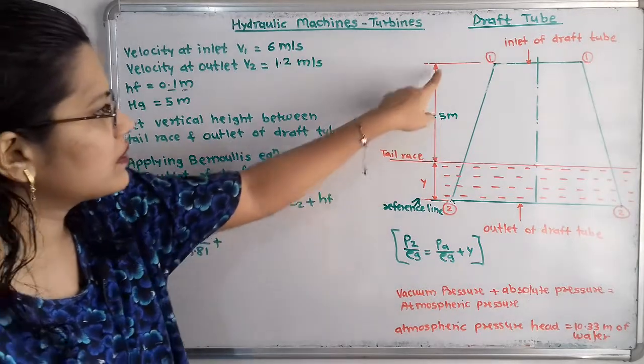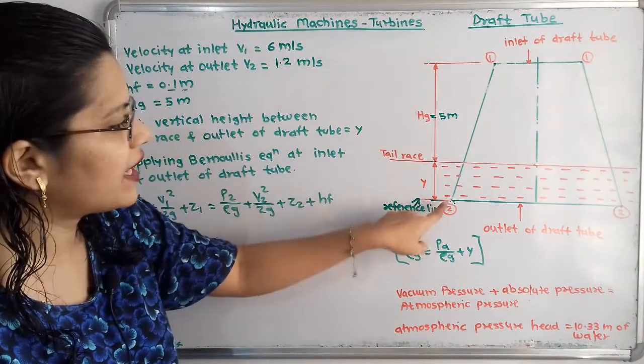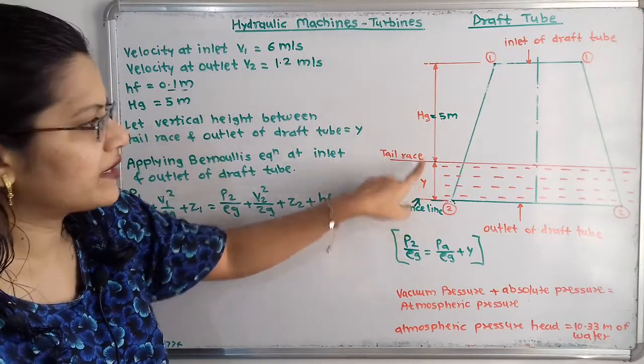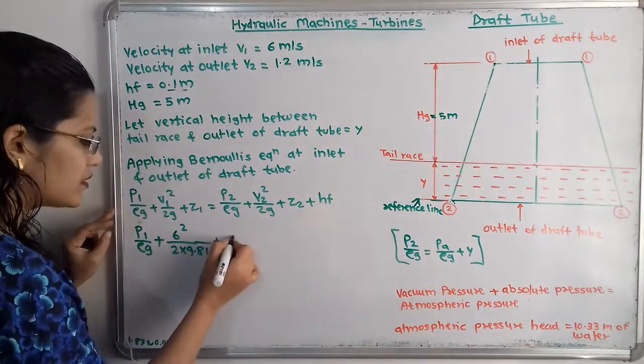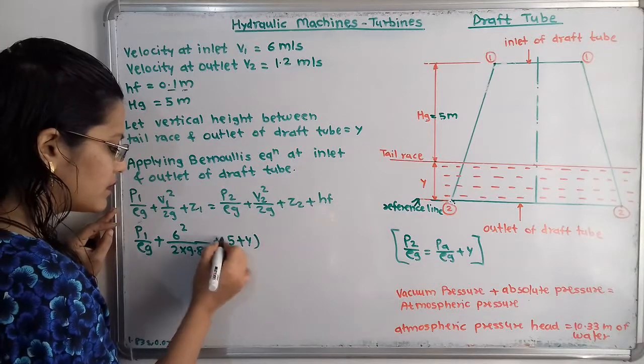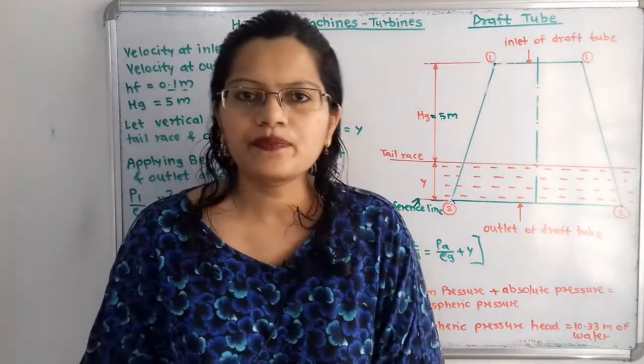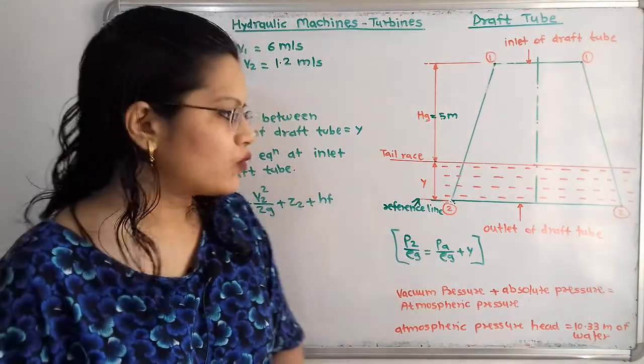Now if we observe, this is the inlet. So what is the height from the reference line? That is Hg plus y, that is 5 plus y. That is the value of Z1, which is equal to, now this P2 by rho g, that is the pressure head at the outlet.